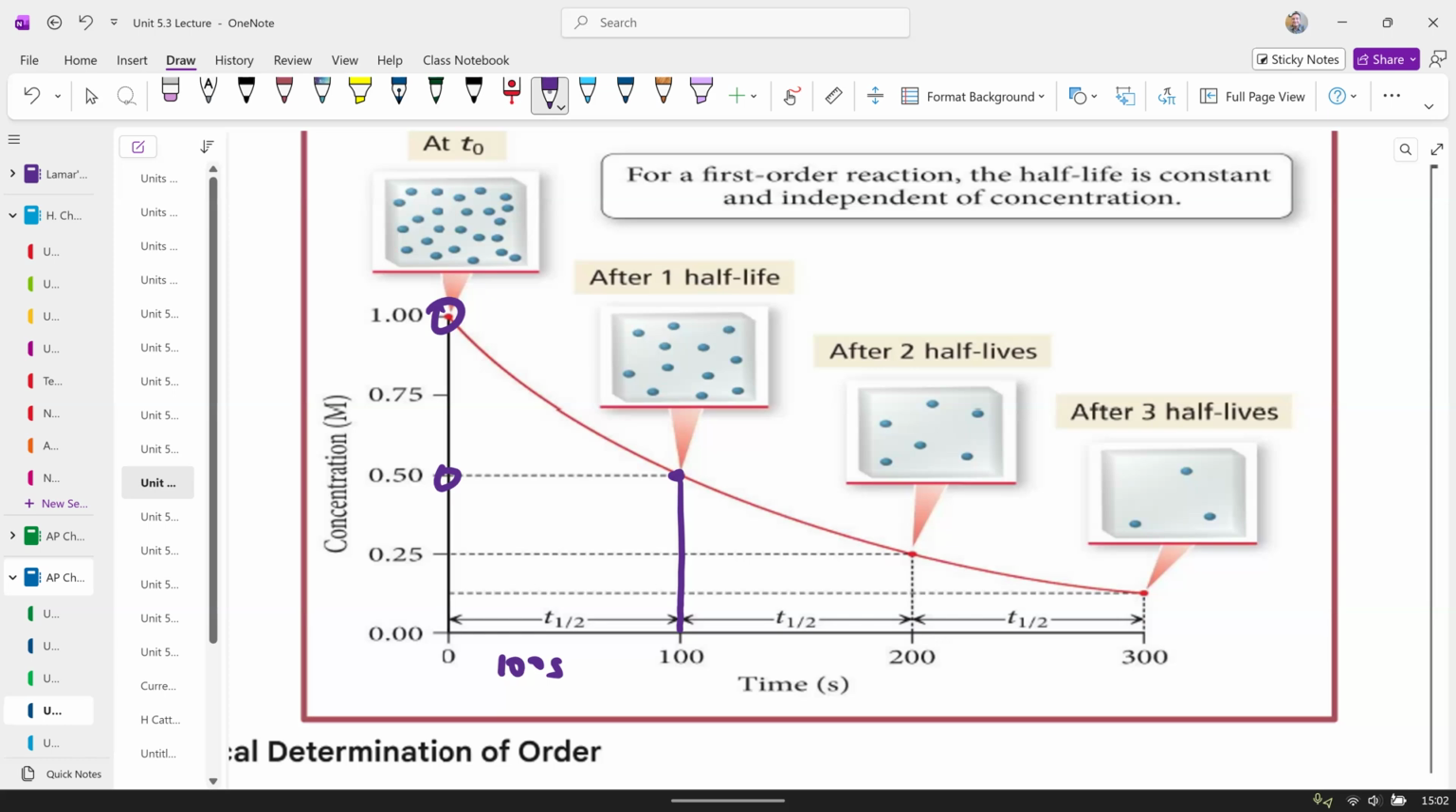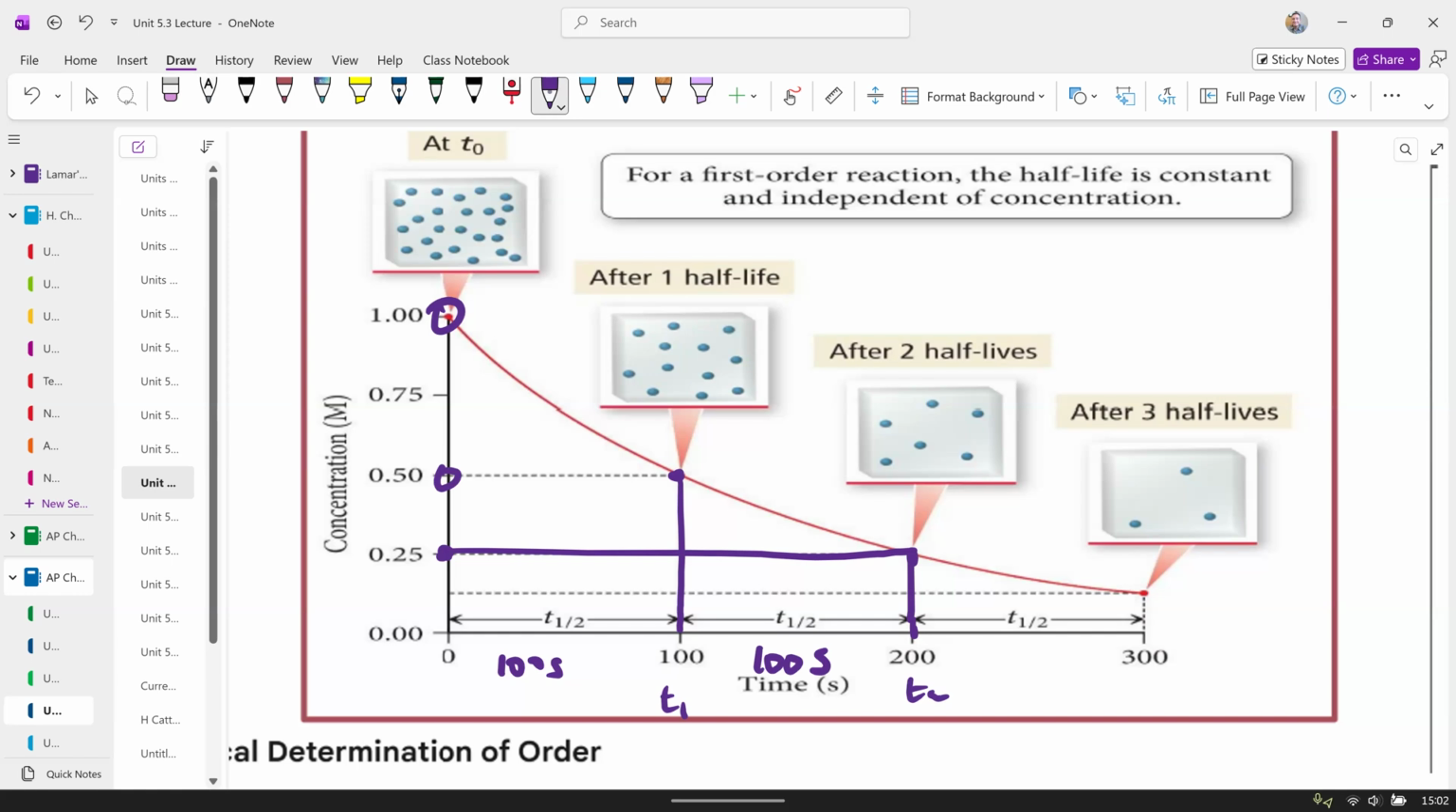Now we just have to figure out what that second half-life is. So we are now at 0.5. What's half of 0.5? 0.25. So we go to 0.25, and then we go to the line. And what do we see? That's at 200 seconds. Now, how much time passed between the first half-life and the second half-life? So we would say, okay, here is time 2, here is time 1, and it is what? 100 seconds. So do we see that the second half-life is 100 seconds, just like the first half-life is 100 seconds?